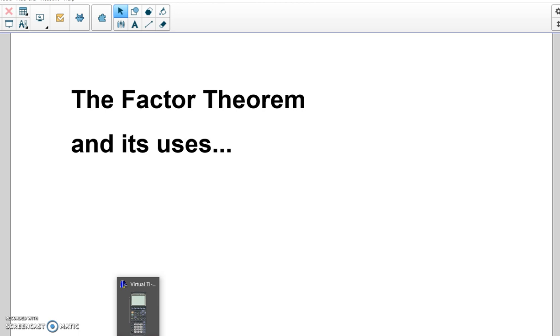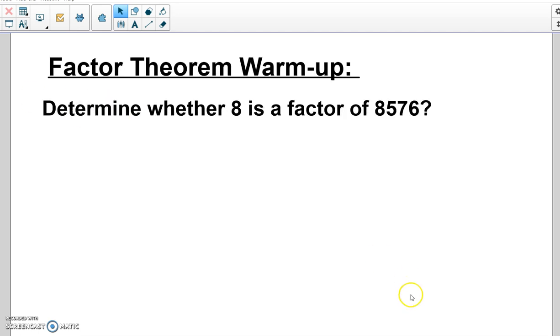Okay, so there are a couple things I want to review with you before we get into the factor theorem, because the factor theorem and the remainder theorem are kind of similar, but we use them for different things. We need them for different reasons. So the first backstory we want to do is the factor theorem warm-up. Part 1 here is to determine whether 8 is a factor of this really big number, 8,576.